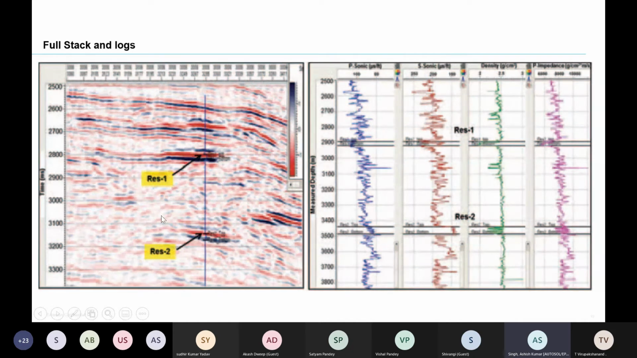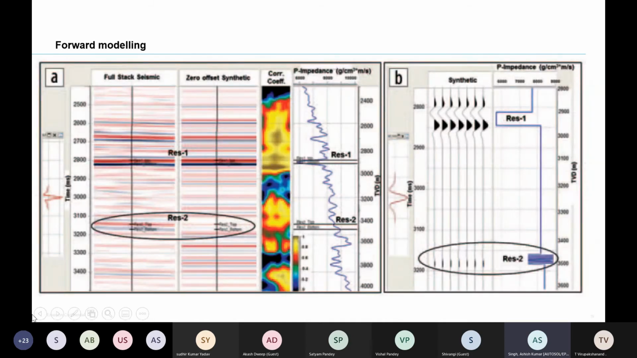So friends, this is our post-stack data, and we encountered two gas sands. One is reservoir 1 and the second is reservoir 2, and we have all the basic logs: sonic, density and impedance. Both data sets have good amplitude, and they are delineated from the background. But you know that before going to any inversion, you have to do the forward modeling. I have explained this earlier. So I did the forward modeling.